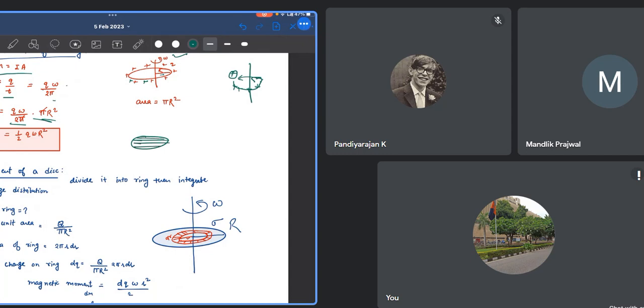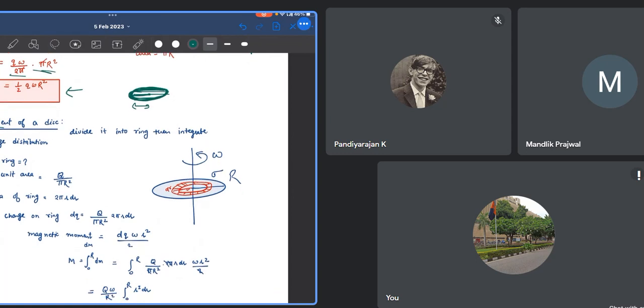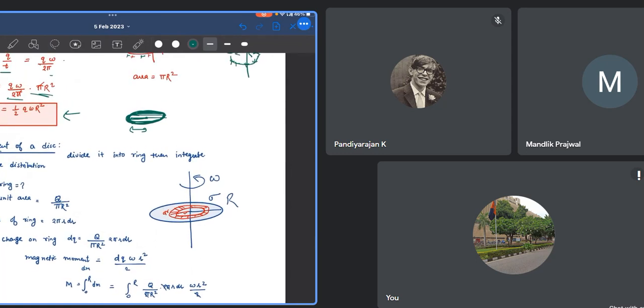So to calculate the magnetic moment of this disk, we just take a small ring and calculate. We have already calculated the magnetic moment of this ring, and if we integrate this ring over the complete radius, then we are able to get the magnetic moment of a disk. The same kind of thing you have done in moment of inertia also. So basically, magnetic moment is given by 1 by 2 q omega r square for the ring. So we have to just calculate I into A again for the case of this.